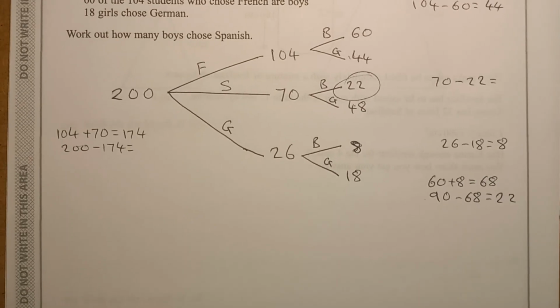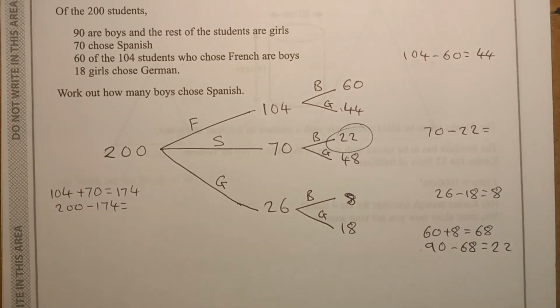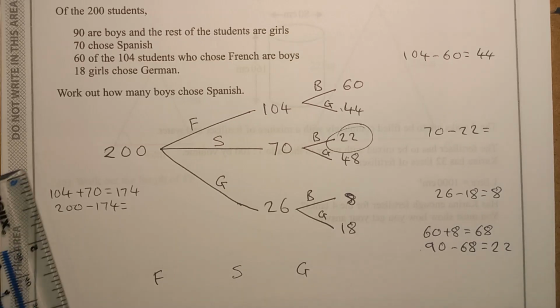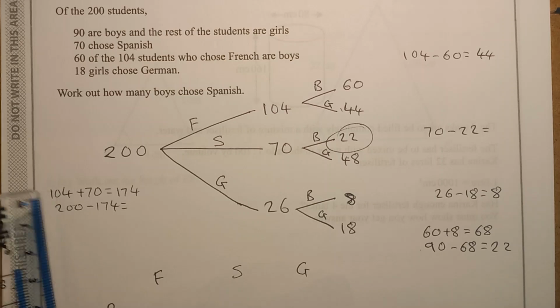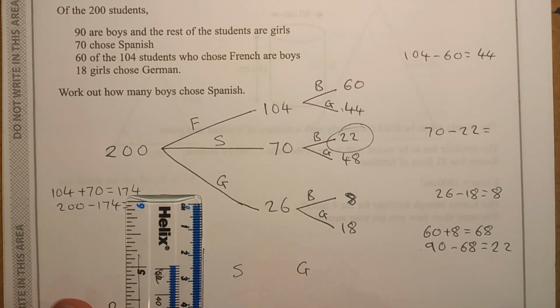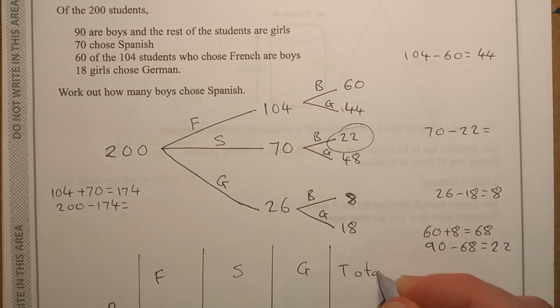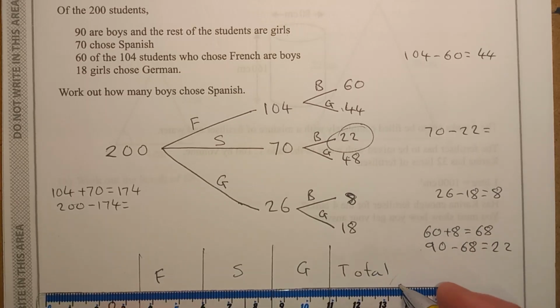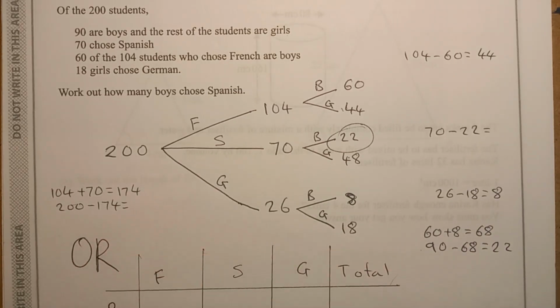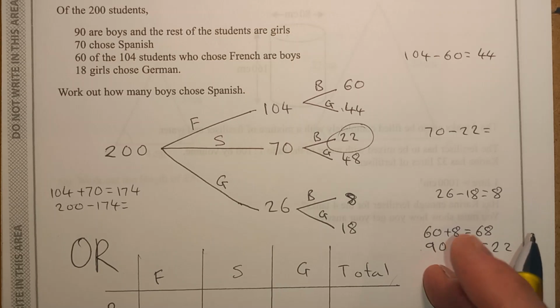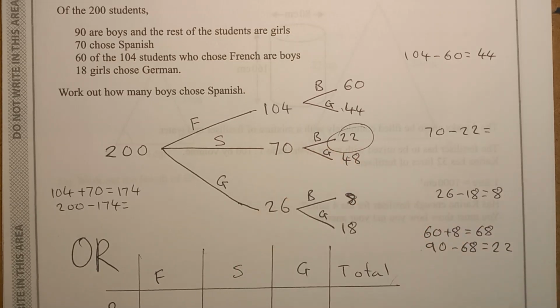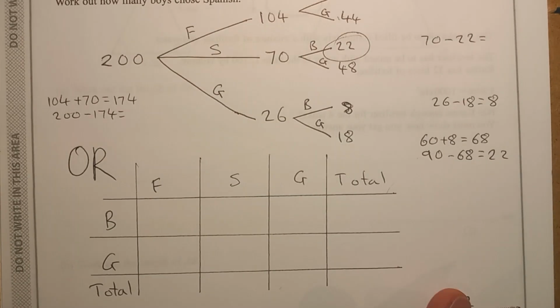So what you could do, you could try doing it as a table. Should we try and do that? Let's see. So if we did that, we would have French, Spanish, German, and then we'd have our boys and girls. And then we're going to have total along here. Now this is an alternative, so you can do it either way. And I'm sure there'll be some of you who would much prefer this diagram and some would prefer the table. I actually think the table might be better, come to think of it. So this is going to be our table.